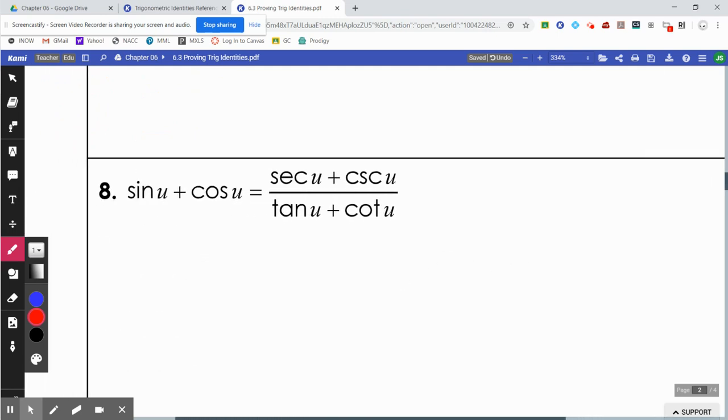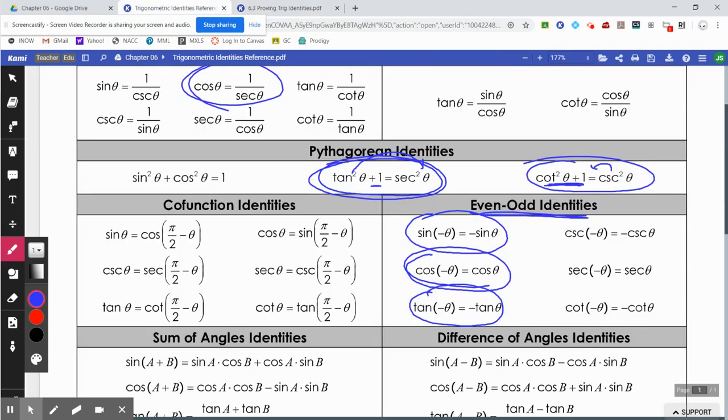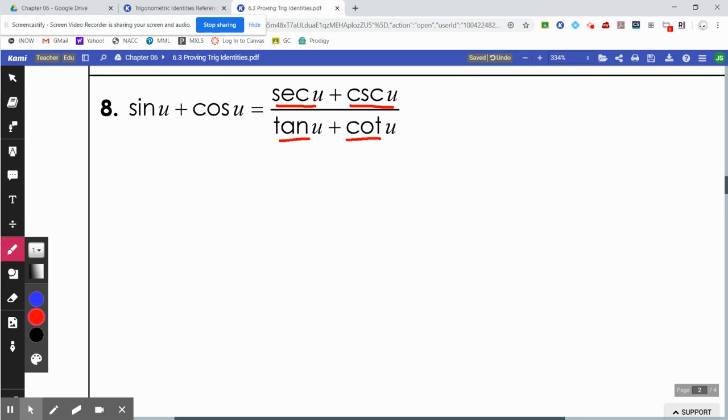Number 8. Again, obviously the right side is the more complicated side. You could try that trick where we multiplied by the conjugate, but there's a problem. If you were to multiply this by the conjugate, you're going to end up with tan squared minus cotangent squared. And notice that none of these deal with cotangent squared with tan squared. So instead, let's just go ahead and change everything to sines and cosines.